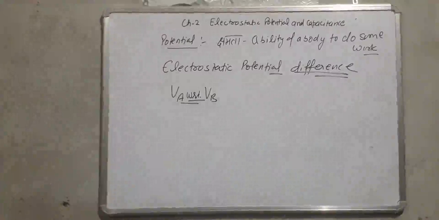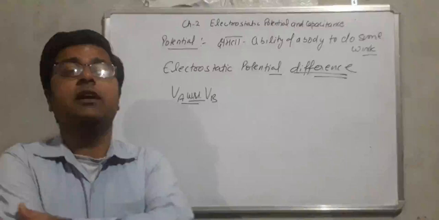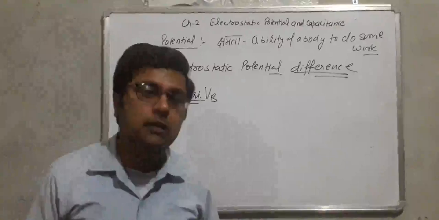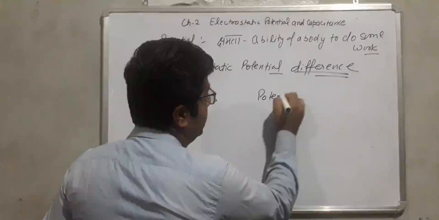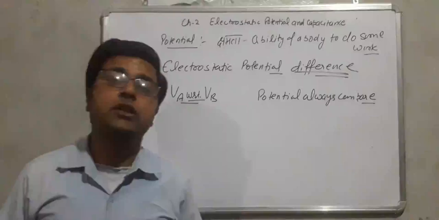So I repeat all the things. Potential means ability of the body to do some work, but in very simple words, potential of a single body cannot be defined, but potential is always compared. Potential of a body can be compared with respect to any other body, like potential of body A with respect to B.